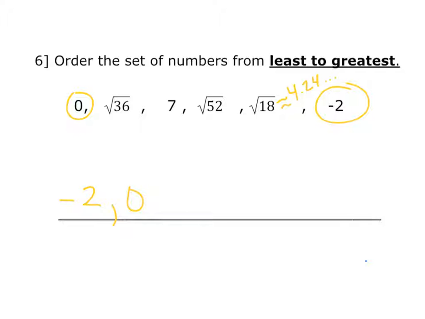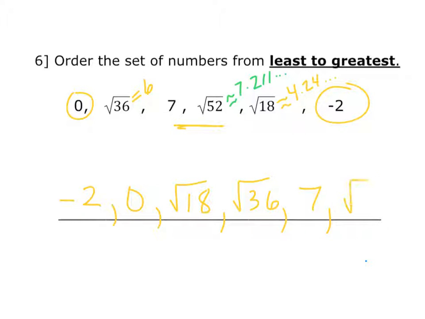So that is approximately 4.24. So that is going to come next, because I know that the square root of 36 is 6. So I'm going to do that one next. And then it's between these two. So I'm going to put the square root of 52 in my calculator. And the square root of 52 is 7.21. So it's a little bit greater than just plain old 7. So 7 would come next. And then the square root of 52 would be last.